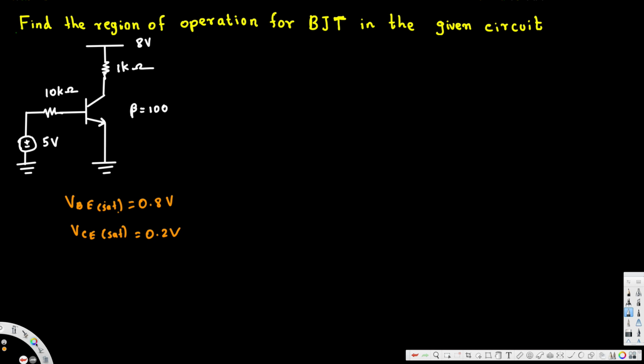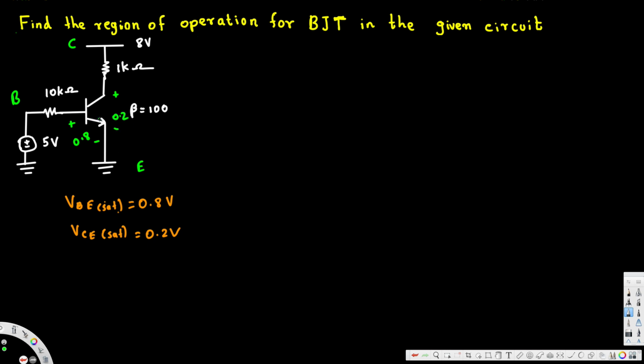Now since we are assuming this is in saturation mode, we have to take these two into consideration. And then if it's BE, meaning base emitter, we know this is base, this is collector, this is emitter. Base emitter is 0.8, so plus minus 0.8 right here. And then VCE, collector emitter, that is 0.2, so collector is this one, plus minus this is 0.2.